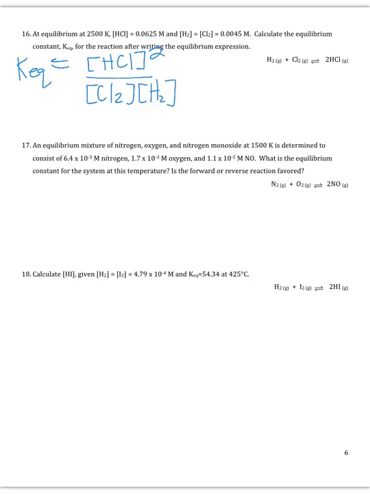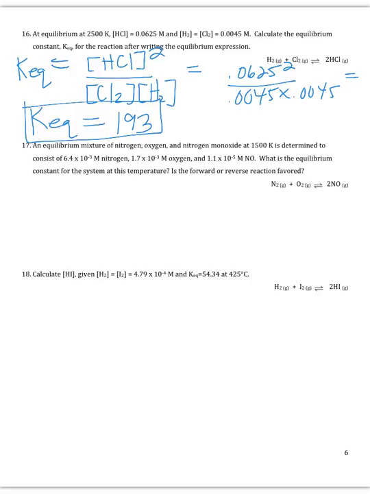Now we substitute the concentrations into our equilibrium expression and solve for our equilibrium constant. The concentration of the HCl is squared, and we substitute 0.0045 in for the hydrogen and the chlorine concentrations. Once we solve, we find the equilibrium constant is equal to 193. There are no units on the equilibrium constant, and sig fig wise, I am probably not playing by the rules here, but we'll go with 193.